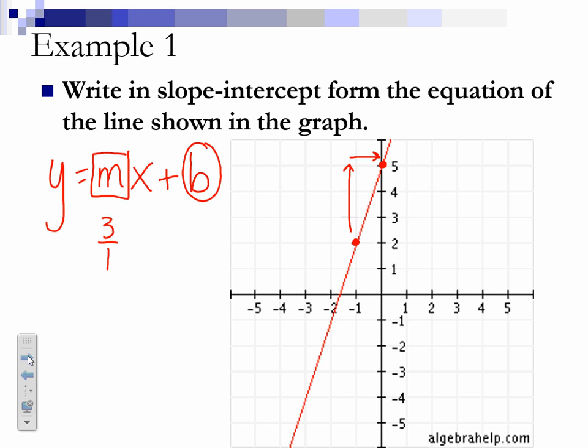The b is the y-intercept. That's where the line crosses the y-axis. This is the y-axis. Where is the red line crossing that y-axis? On the value 5. So the y-intercept is 5. If we plug these two values in, my equation of the line becomes y equals 3x plus 5.